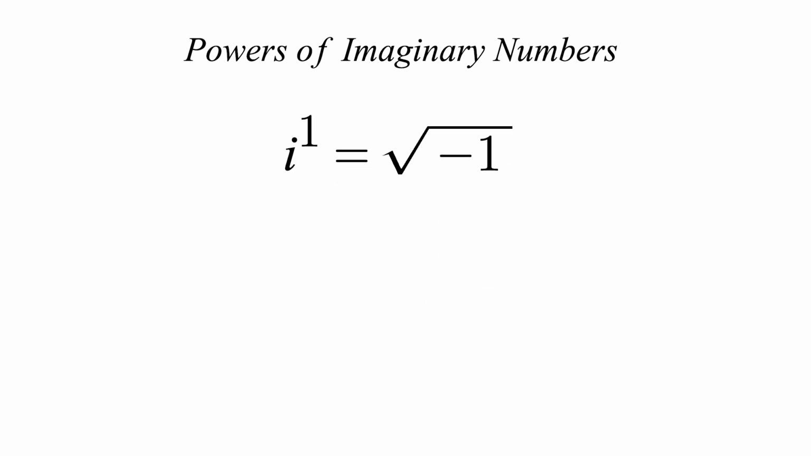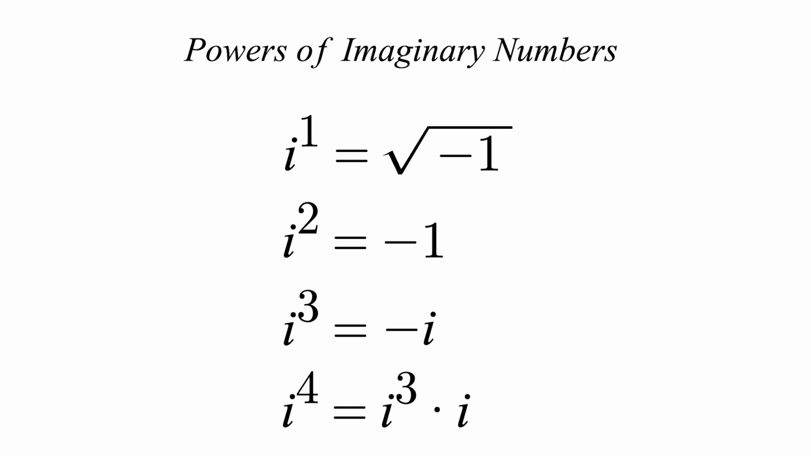Let's start with their powers. As we know, i to the power of 1 is equal to the square root of -1. This means that i squared is equal to -1. i cubed is the result of multiplying i squared by i, which is just -1 times i, or -i. This leaves i to the power of 4 being the result of i cubed times i, which is the equivalent of -i times i. This simplifies to -i squared, which is just -(-1), which is +1.